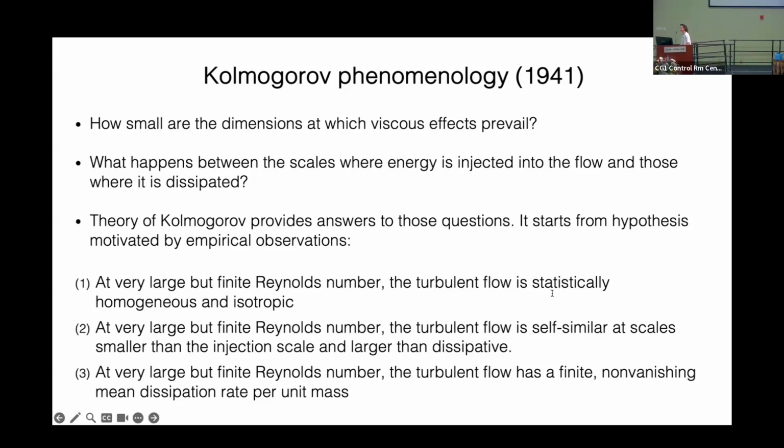The second hypothesis is that at very large but finite Reynolds number, the turbulent flow is self-similar at scales smaller than the injection scales and larger than the dissipative scale. So, the self-similar thing that we saw with the hierarchy of eddies. The third hypothesis is that at very large but finite Reynolds number, the turbulent flow has a finite, non-vanishing mean dissipation rate per unit mass.